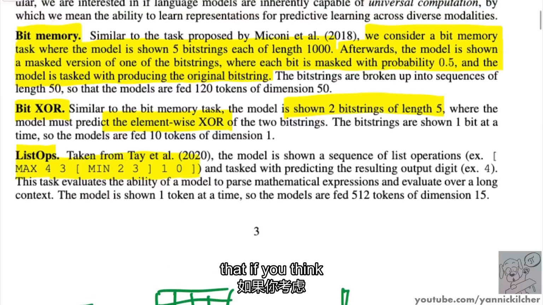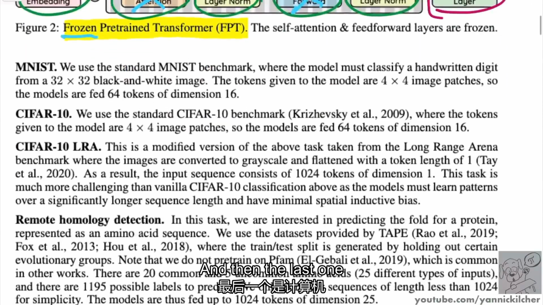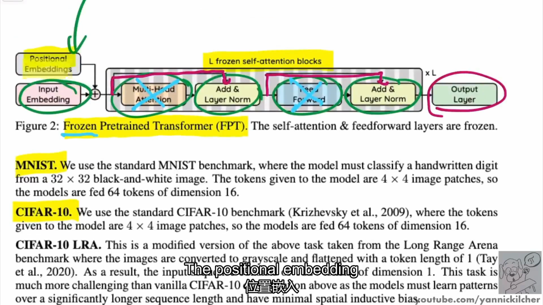So now it turns out that if you think of the bit memory, that's already pretty similar to language, right? Bit XOR, maybe not. List ops, we're going to see that these models perform fairly poorly on the list ops task. And then the last one is computer vision. So MNIST and CIFAR10 is the classic vision transformer domain, but still they take the transformer that's pre-trained on language and simply fine-tune the positional embeddings, the input embeddings, the output layer, and the layer norm parameters.